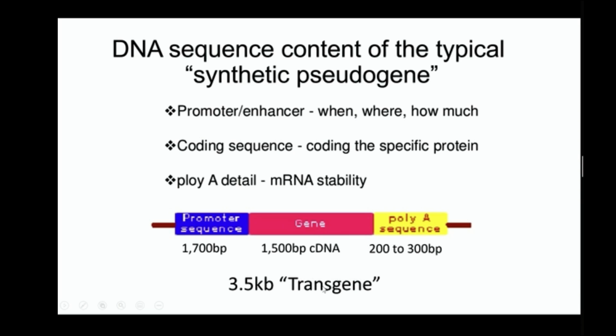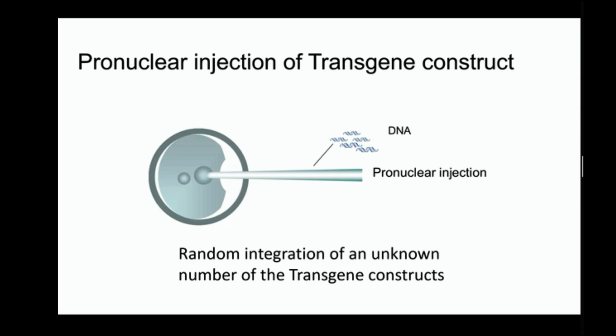So this whole transgene is about 3.5 kb. The reason people use these synthetic pseudogenes over time really is just because of the size. You can work with 3.5 kb, and working with a real gene is actually very difficult because of the size. So how do you make a model from these transgenes?